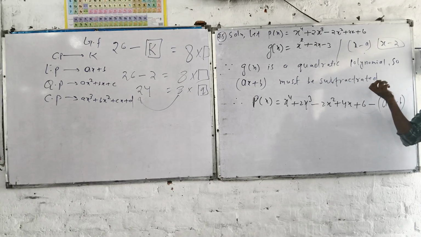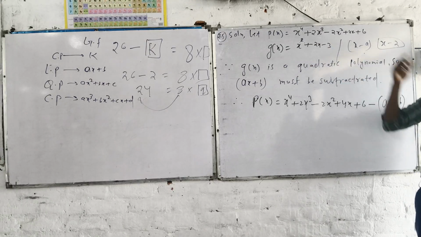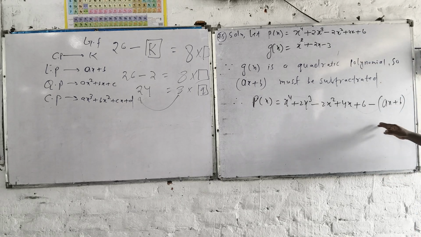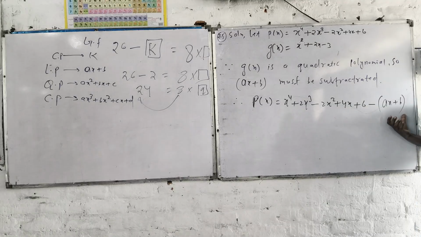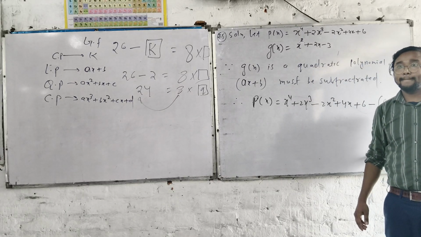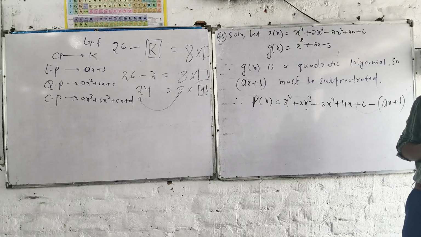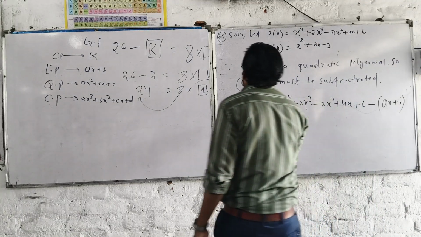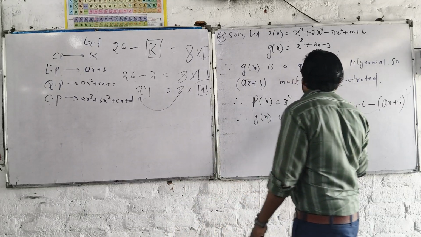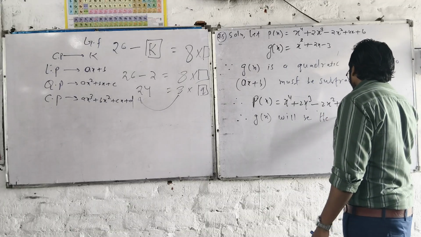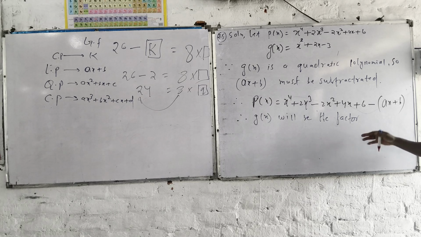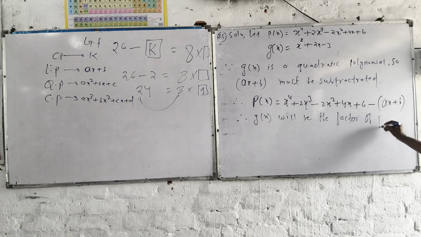Actually, when a polynomial is divided by a quadratic polynomial, we have to subtract x plus b, right? Now when we have subtracted one, what will you say about this one after that? gx. Yeah, you will say therefore gx will be the factor of p.